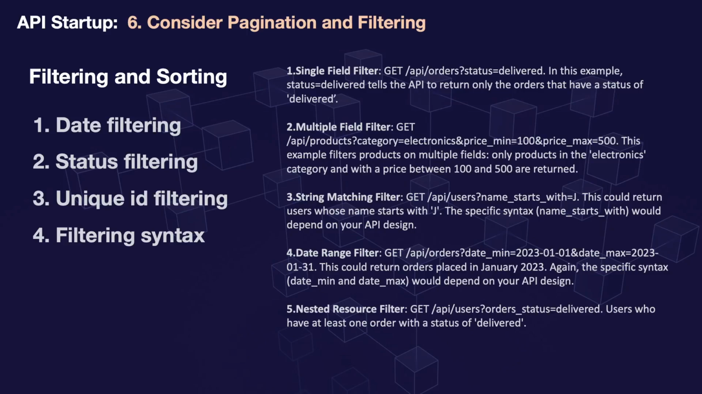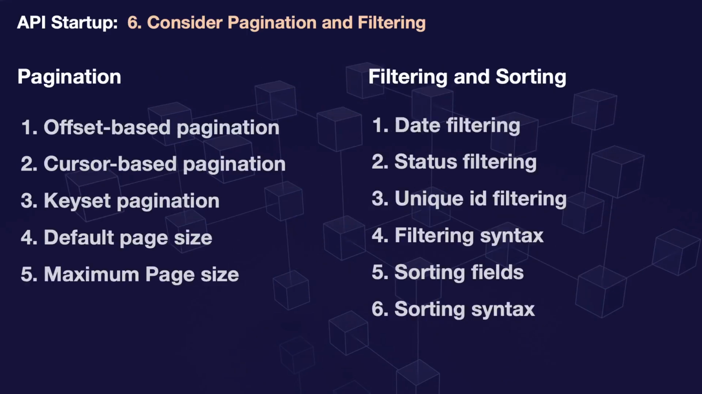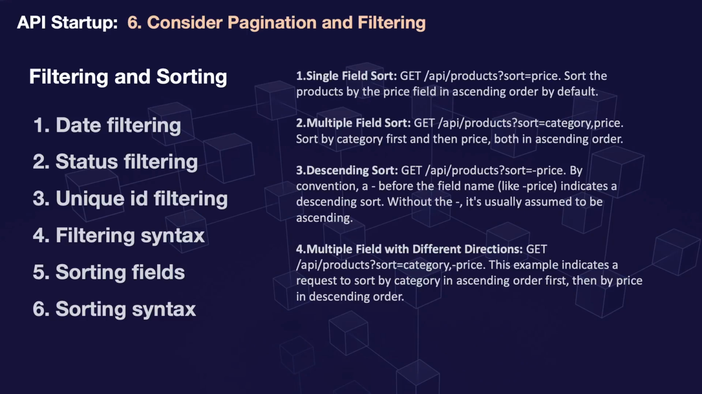Remember that right now we are just doing a sketch of the API so that we have a good idea of what we're trying to build, and also so that we can start with something and then more fully detail it as we go and document it so that we can build on it. Likewise, with these examples for sorting, you have a single field sort, a multiple field sort, descending sort, and multiple fields with different directions.